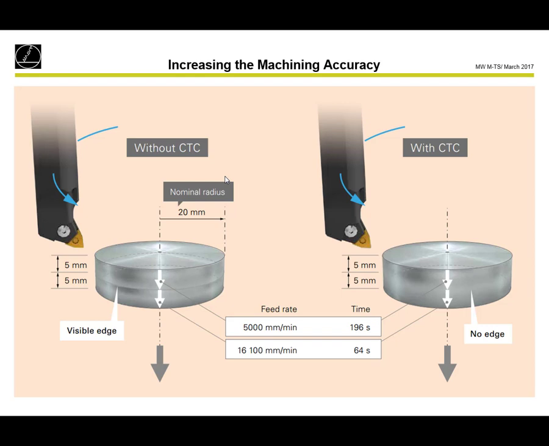So we have here the example on the left side without CTC, and on the right side with CTC. So we do a 5 mm circular stud, and the first 5 mm are with a feed rate of 5000 mm per minute, and the second 5 mm are with 16,100 mm per minute. So you see the cutting time. The first 5 mm are cut in 196 seconds, and the second 5 mm are cut in 64 seconds.